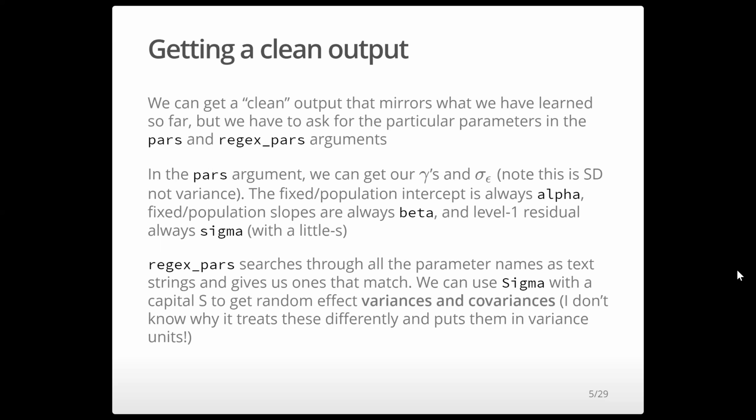We can use the regex_pars argument to search through any other parameters, to access the ones we want. So if we want all of our level 2 variance parameters, our random effect variances, we could use regex_pars with capital Sigma, and that'll give us our variances and covariances. And I don't know why, but it treats these differently from the level 1 residual. The level 1 residual is in standard deviations. The level 2 are in variance and covariance.